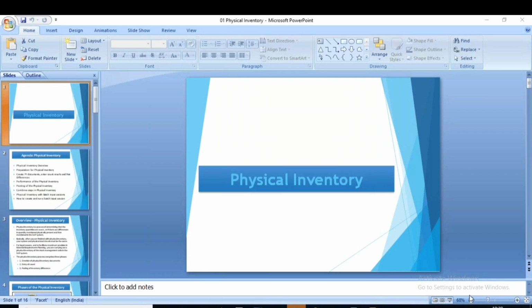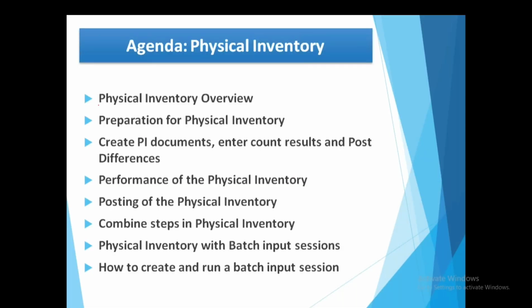So, a physical inventory. The topics that we are going to cover in physical inventory are: physical inventory overview, preparation for physical inventory, creating physical inventory documents, entering count results and posting the differences, performance of the physical inventory, posting of the physical inventory, combining steps in physical inventory, and physical inventory with batch input sessions, and how to create and run a batch input session. So these are the topics we'll be covering in the physical inventory.